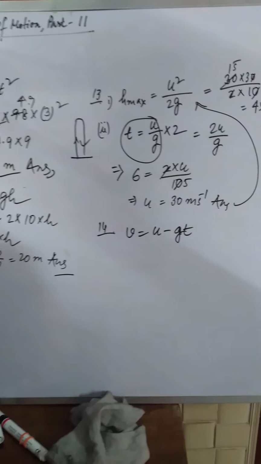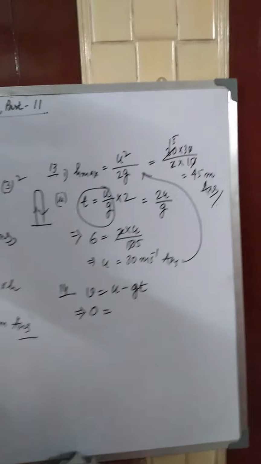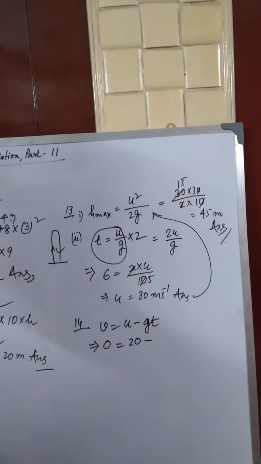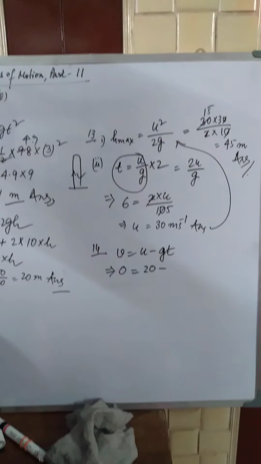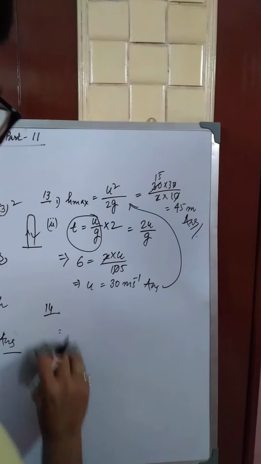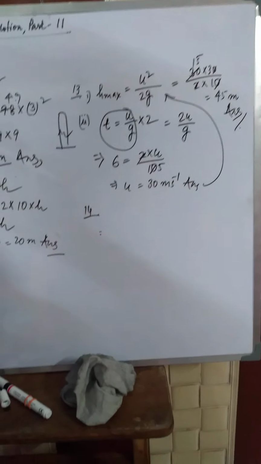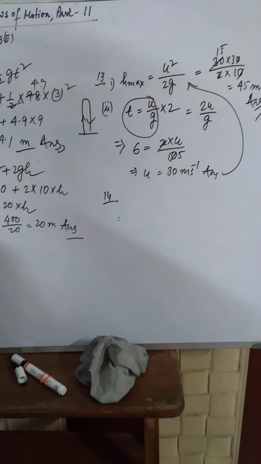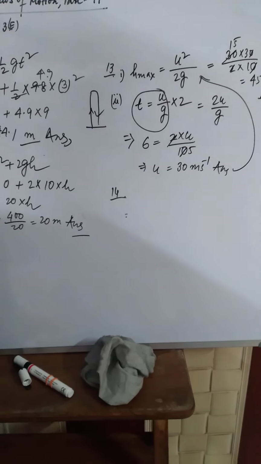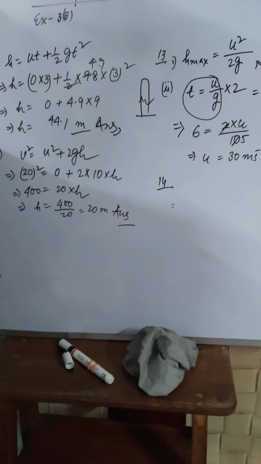A pebble is thrown vertically upward. So the final velocity V will be 0. Now the initial velocity U equal to 20 minus the value of G. How high will it be? No, this equation does not work, because H is not there. So we have to use V square equal to U square minus 2GH. First consider what kind of information is given. How high will it be after 2 seconds?